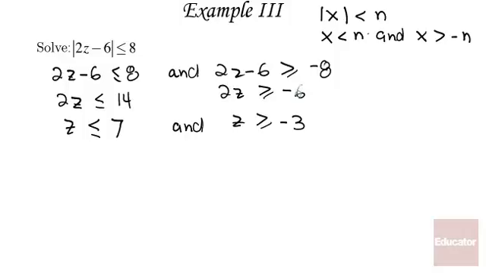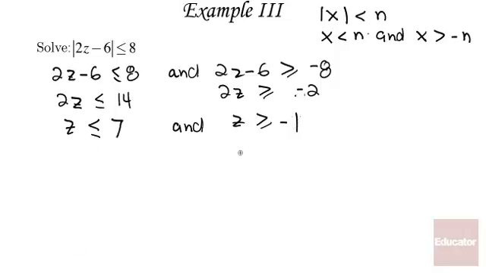Actually, I made a little mistake here. Let me go ahead and correct that. 2z minus 6 is greater than or equal to -8. So 2z is greater than or equal to, this is actually going to be -2. So adding 6 to both sides is going to give me -2. Now, if I divide both sides by 2, that's going to give me z is greater than or equal to -1. Okay.